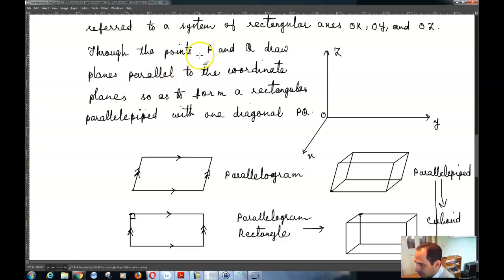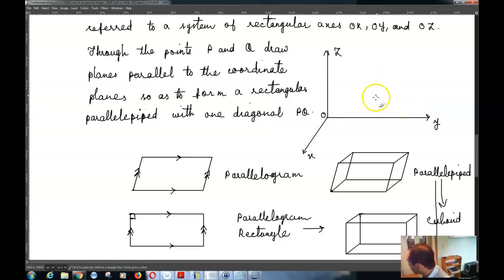So now the sentence over here that we have is: through the points P and Q. Now suppose that you have 2 points P and Q over here. Draw planes parallel to the coordinate planes, meaning the YZ plane, the XZ plane, and the XY plane. Six planes in total, each 2 of them parallel to one plane, so as to form a rectangular parallelepiped with one diagonal PQ.